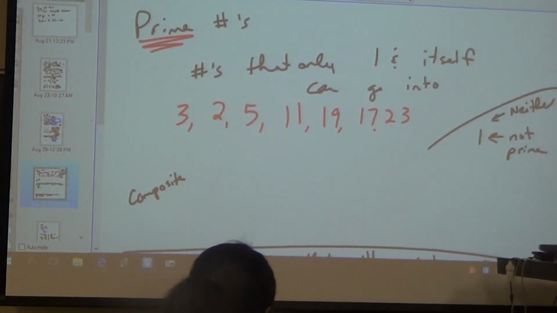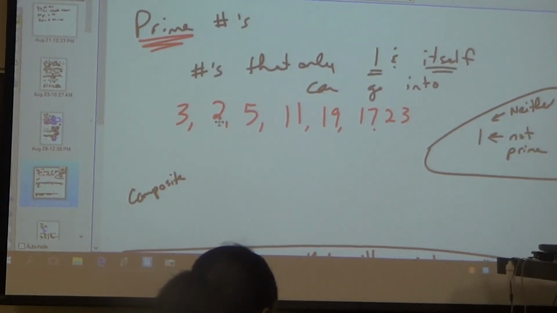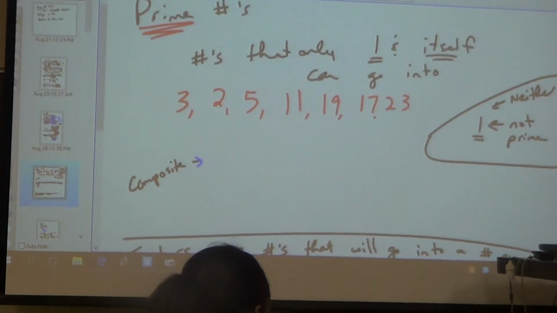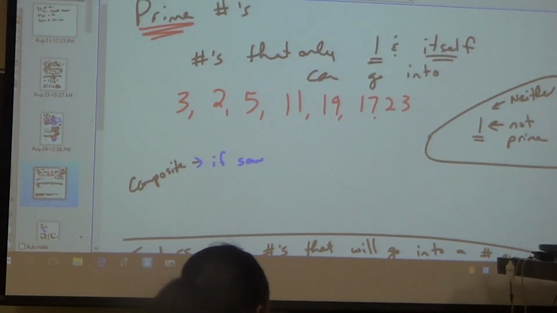1 is neither prime nor composite. The definition says 1 and itself, but because 1 is itself, it really kind of breaks the rule. So 1 is neither prime nor composite. Now, a composite number is if something else goes into it.